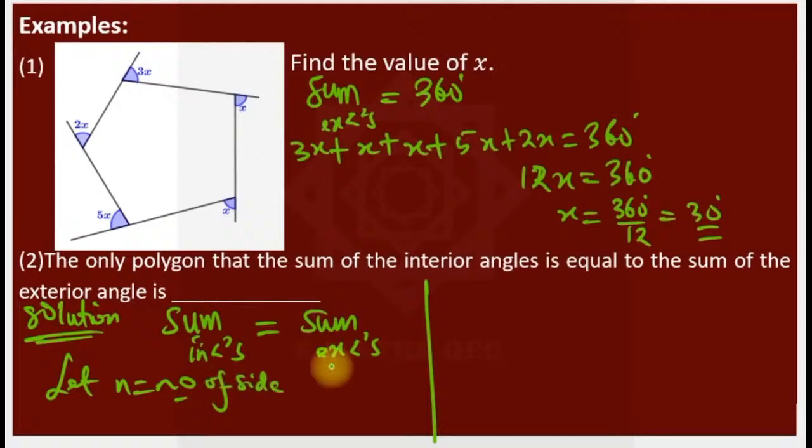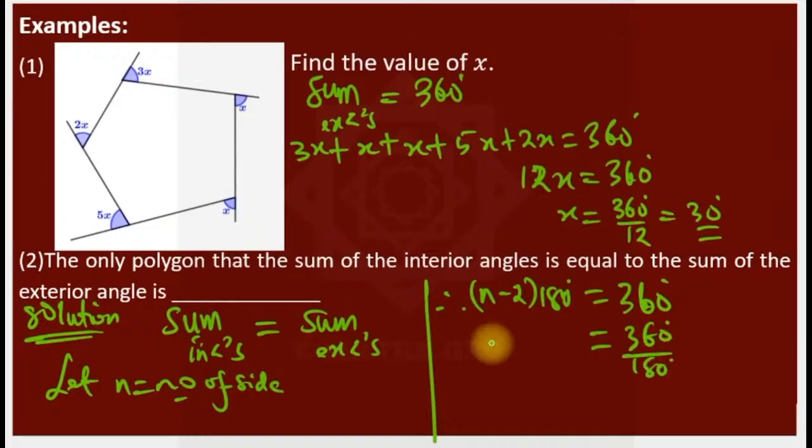Therefore, from here, the sum of the interior angle of any polygon is n minus 2 times 180, and it must be equal to the exterior, which is 360. That's it. We solve for n. Once we know the value of n, we know the name of the polygon. So from here, we divide by 180.